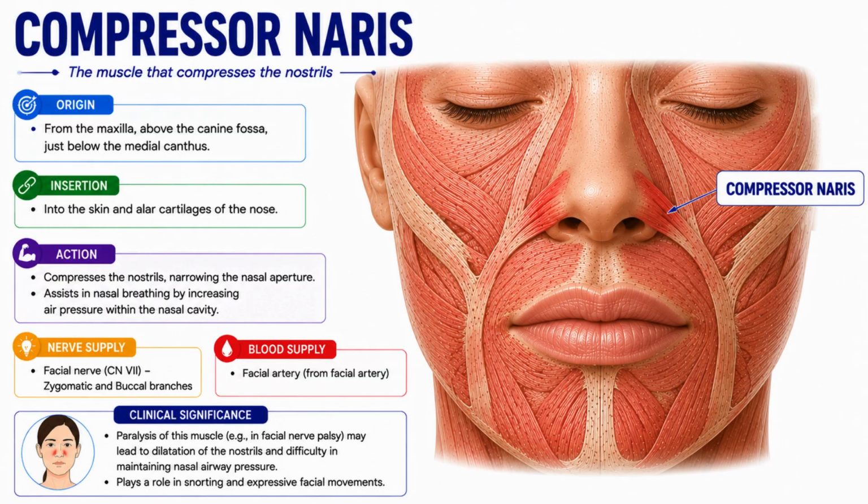Its nerve supply is from the facial nerve, especially from the zygomatic and buccal branches. Blood supply is from the facial artery. Next, clinical significance. Paralysis of this muscle may lead to dilation of the nostrils and difficulty in maintaining the nasal airway pressure. It also plays an important role in snoring, and in the expressive facial movements.